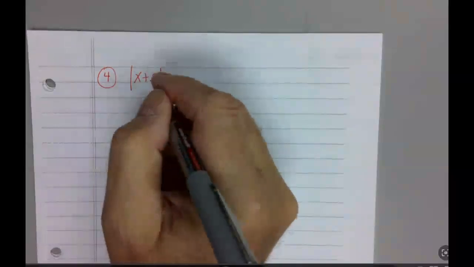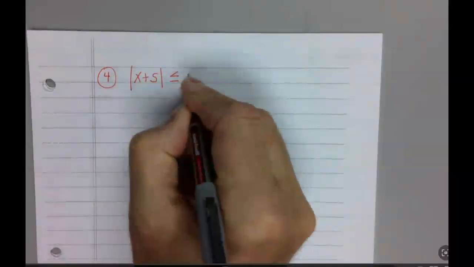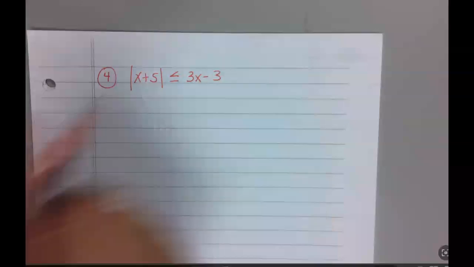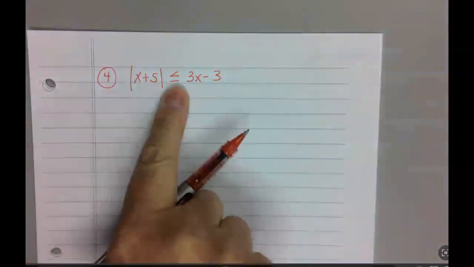That brisket sure tasted good. Okay, number 4. The absolute value. This is number 4 on today's homework. So I think this is pretty similar to what I just did, isn't it? Correct? Agreed? Is this an and problem?